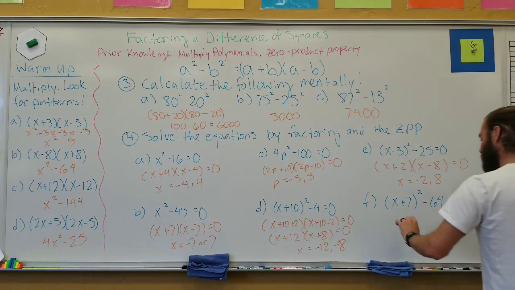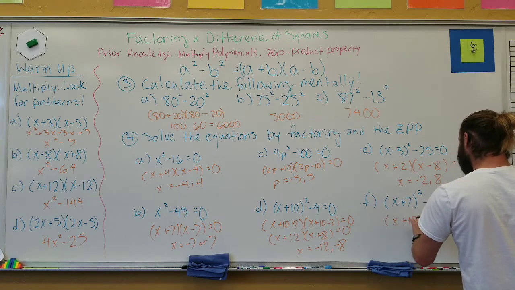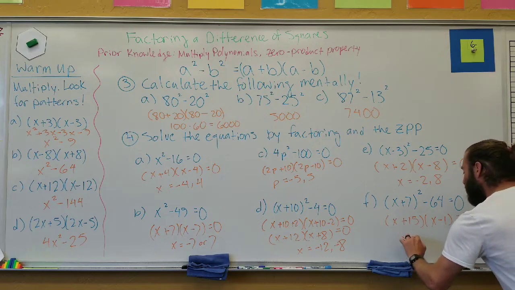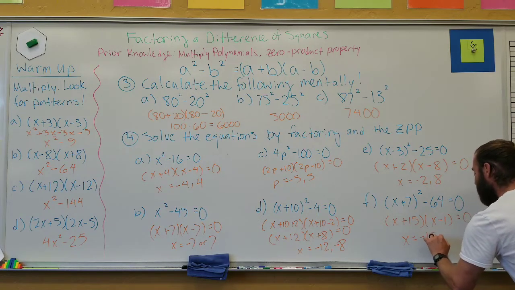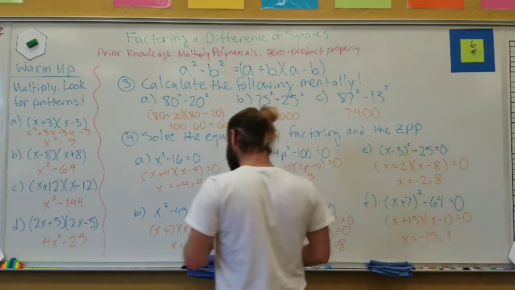And this last one we did as well. And this worked out to be x plus 15 times x minus 1 equals 0. And that means x must be equal to negative 15 or positive 1. And there's our two solutions.